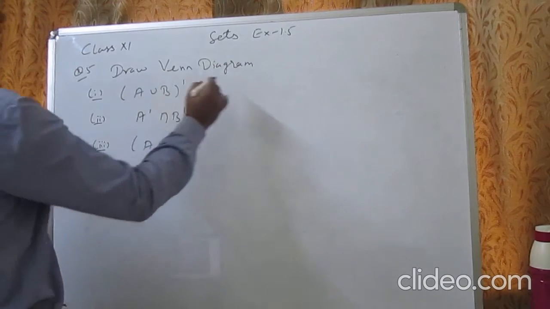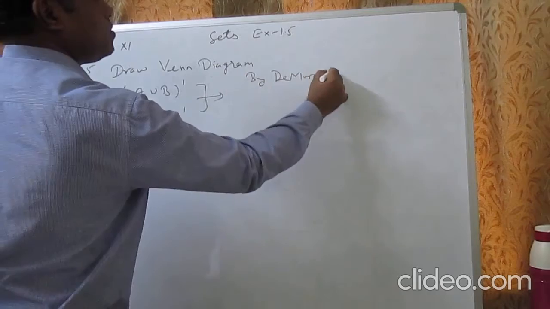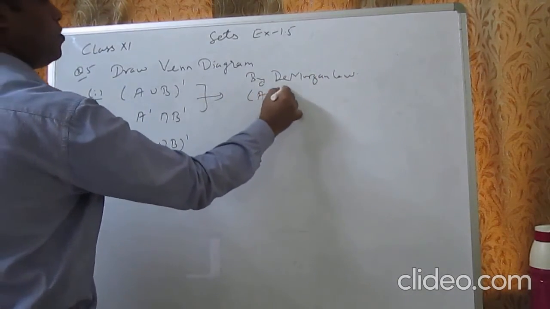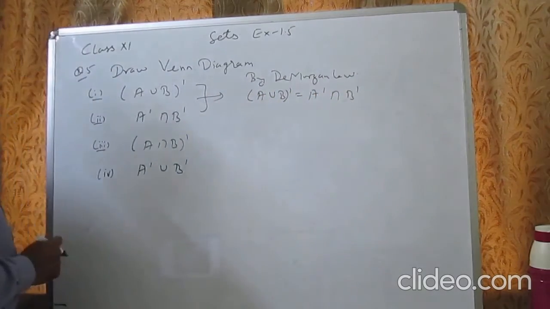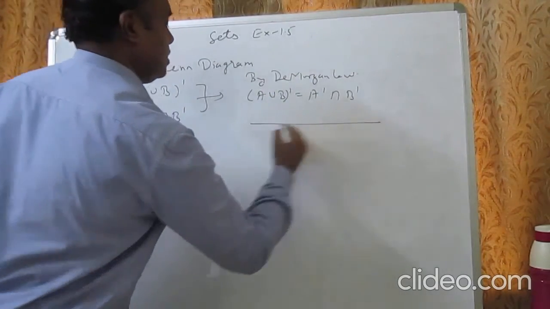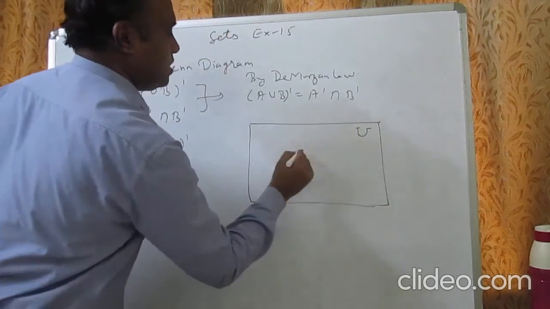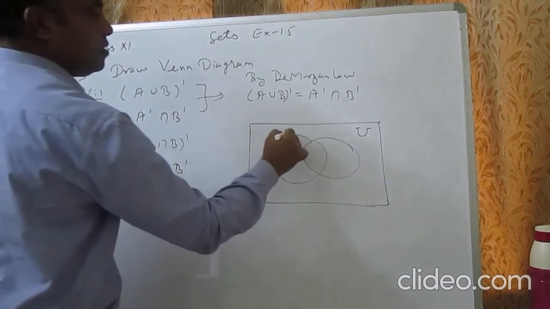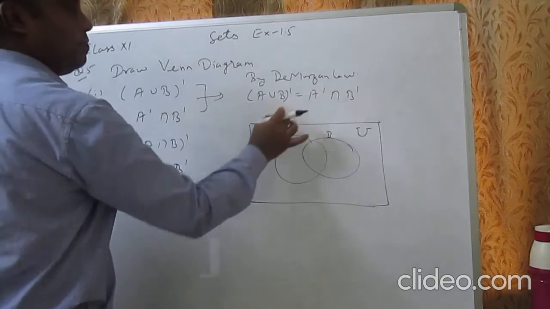We know that by De Morgan's law, just now I will prove it. A union B complement is equal to A complement intersection B complement. So the diagram of these two is, this is the universal set in the rectangle. This is set A, this is set B. So you have to write A union B complement.